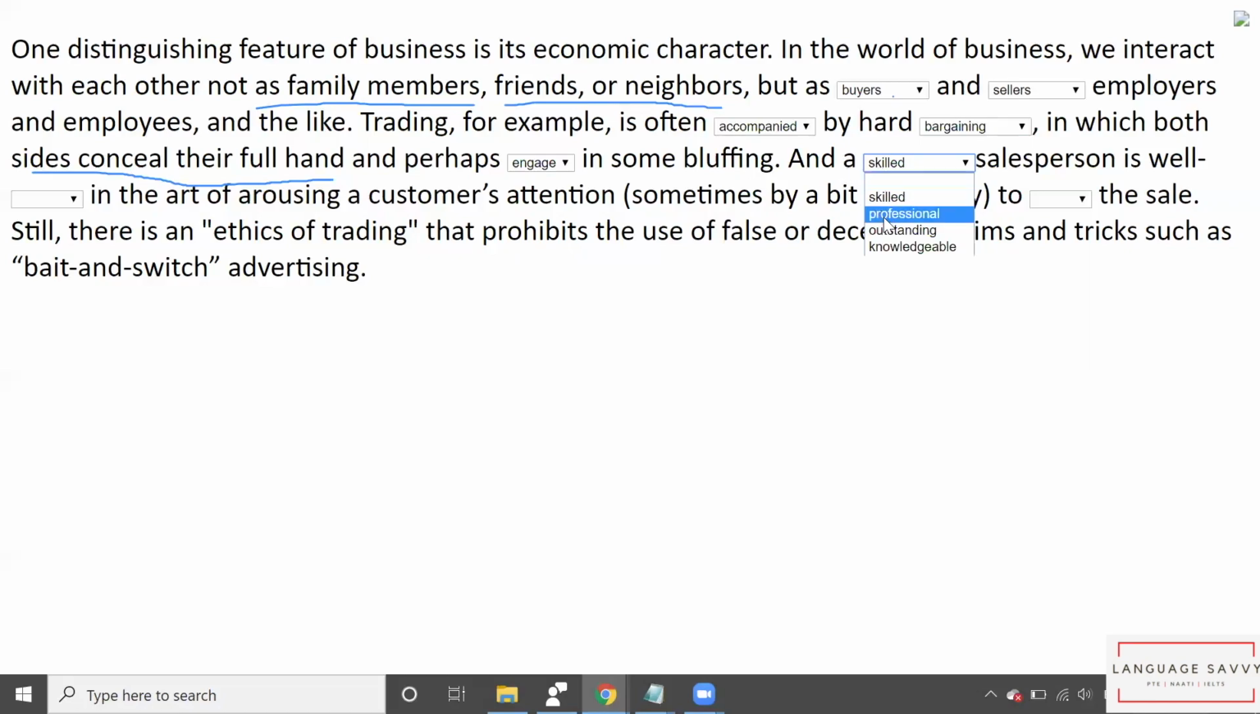So we know that the word followed by a always starts with a consonant. So we cannot use outstanding, so outstanding is eliminated. That is how we eliminate these options. Sometimes even eliminating one option can really help you see the picture clearly, but here it wasn't of much use, though it still was a clue. So a skilled salesperson is well dash in the art of arousing customers' attention. Is well versed, which is a collocation. Once again, collocations everywhere.